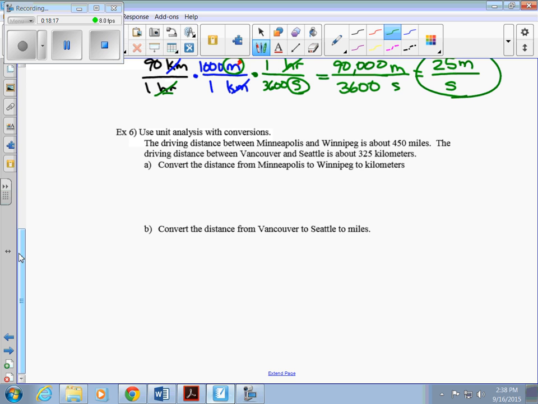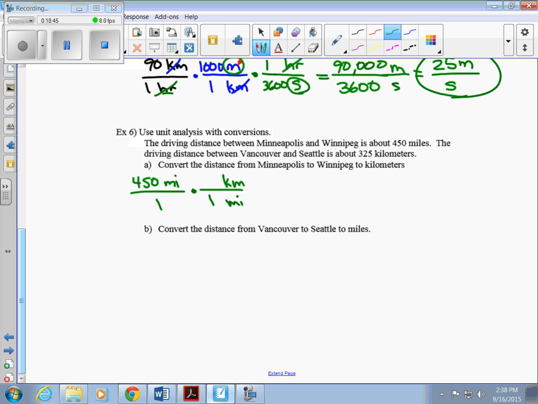So we say that it's 450 miles. Okay, and we're going to call that over 1. There's nothing in the denominator, so we can write it as a fraction over 1. Now again, I want to get rid of the miles, so that goes in the bottom. I want to convert it to kilometers, and that goes on the top. Now, which one is bigger, a mile or a kilometer? And that is a mile.